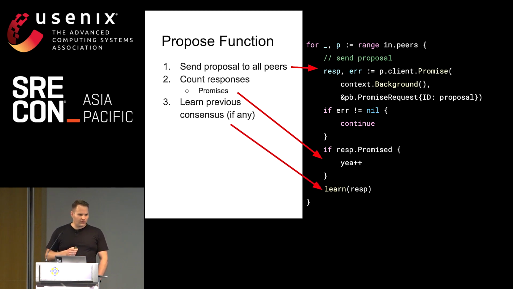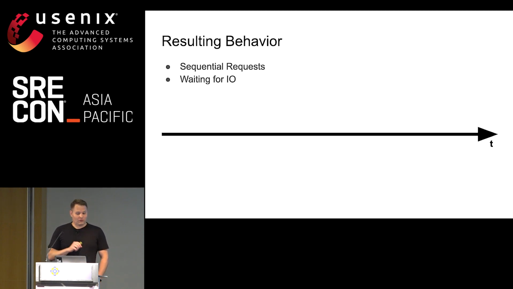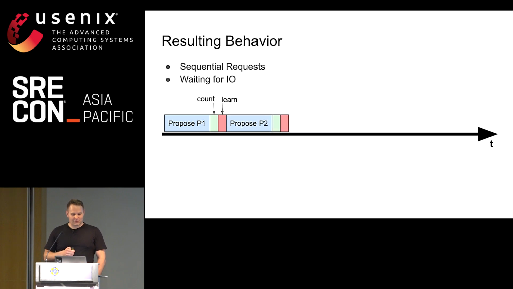And then there's a learn function, because it could be that there was previous consensus on something. We'll ignore this for now and just shove it into a learn function, and let's assume it will take care of it. So that is the most simple way of reaching out, but it has some flaws. What happened then was I sent out a proposal, I count the value, I learn maybe if there's something to learn, and then I send out the next proposal, and the next, and the next.